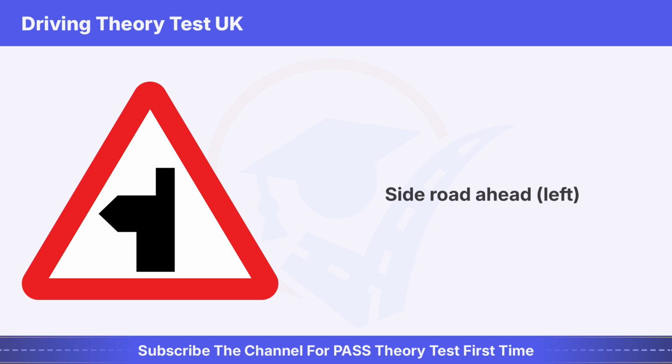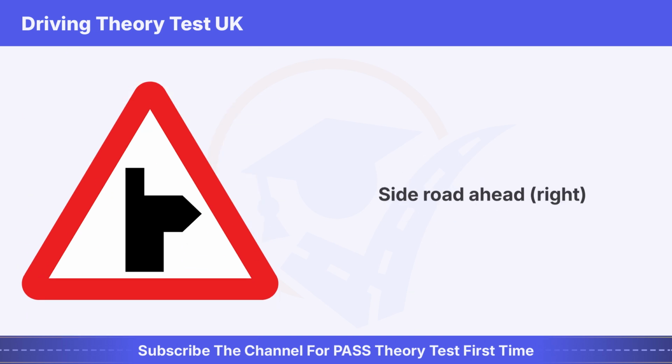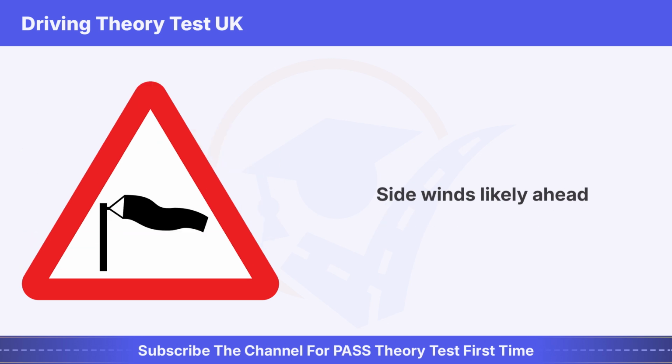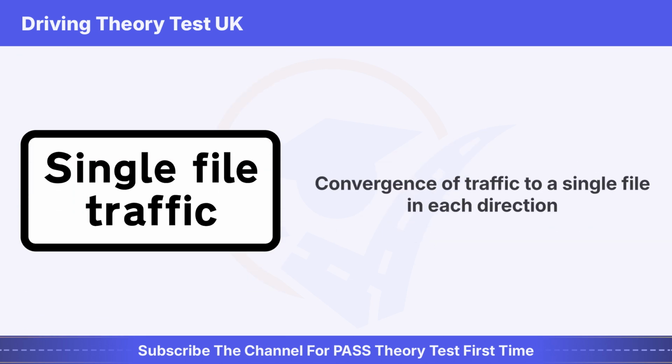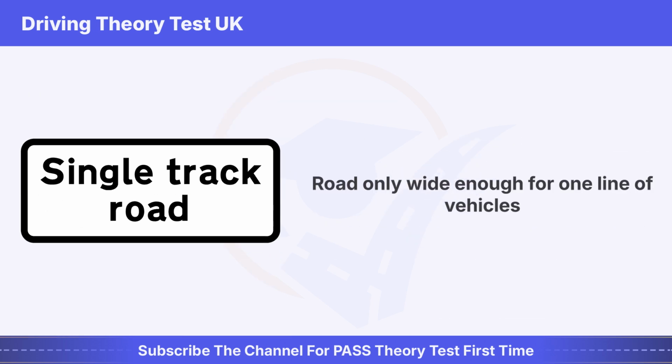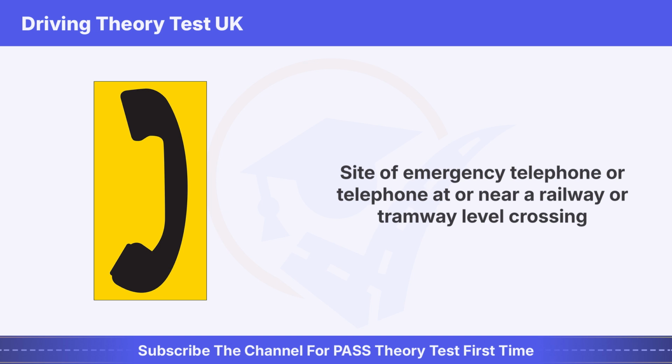Side road ahead, left. Side road ahead, right. Message sign ahead not in use or being tested. Convergence of traffic to a single file in each direction. Road only wide enough for one line of vehicles. Site of emergency telephone or telephone at or near a railway or tramway level crossing.